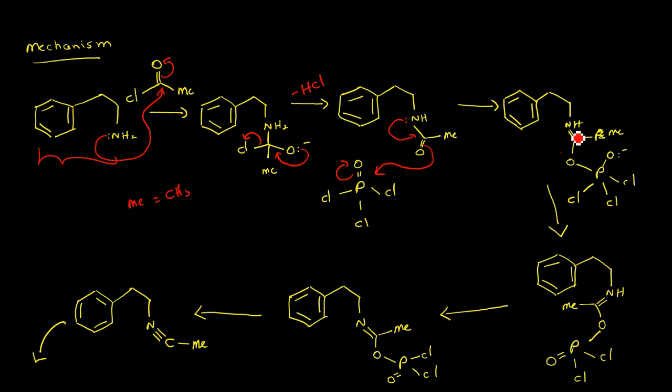The double bond is being formed. Now nitrogen has become positively charged, and a new bond is being formed between this oxygen and the phosphorus. This is the oxygen the phosphorus initially had, right? So it has gained a negative charge.